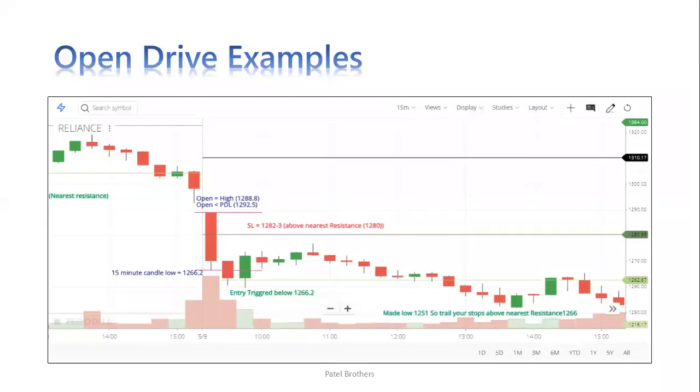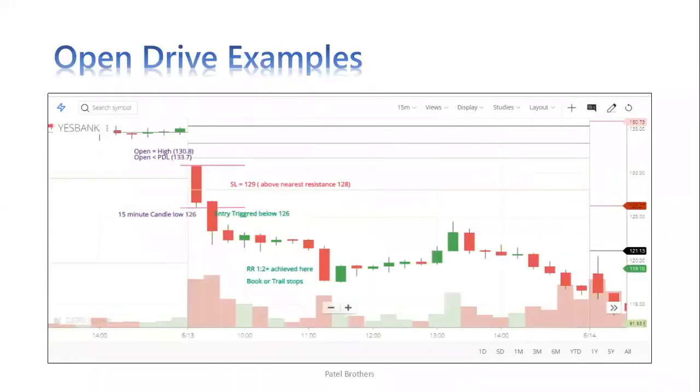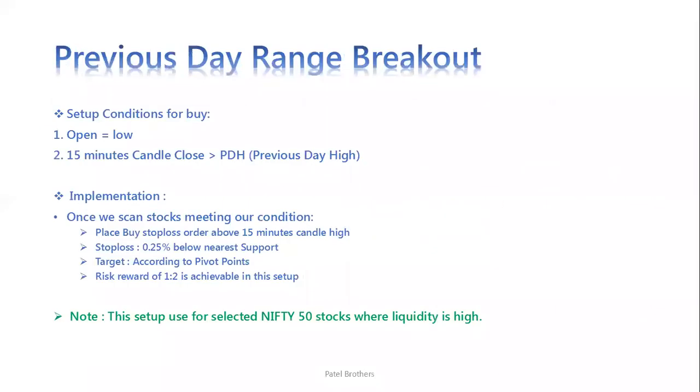So our next strategy is very much similar to the open drive, but there is one condition which is different. So I call it the previous day's range breakout, because there are two conditions in this. So the first condition is open is equal to low. These conditions are for the buy side. So if you are planning for the buy, what should be the conditions? So open is equal to low is there, and first 15 minutes candle close.